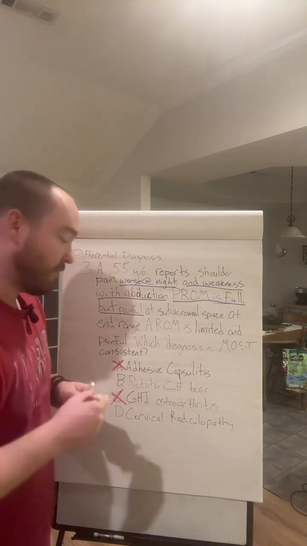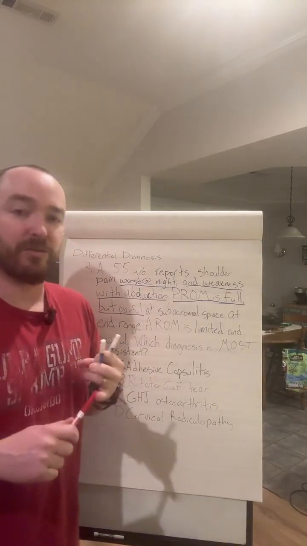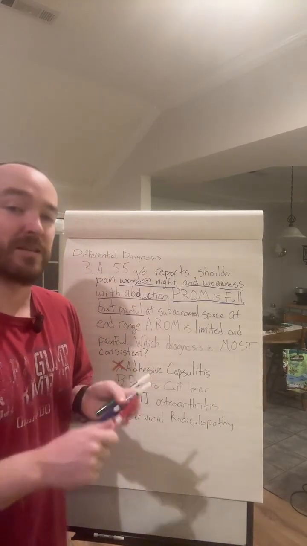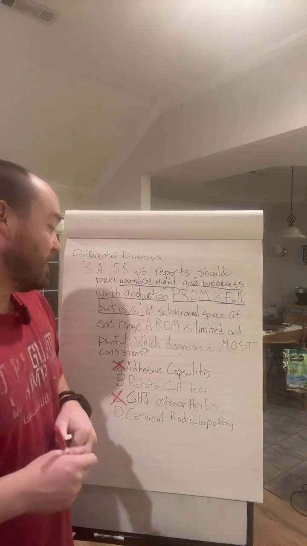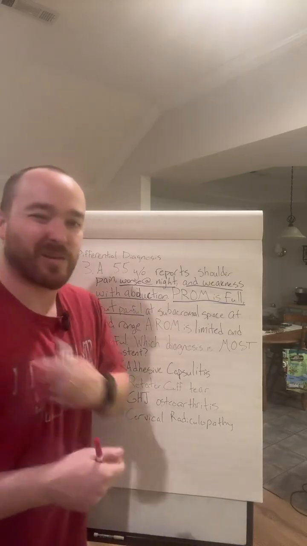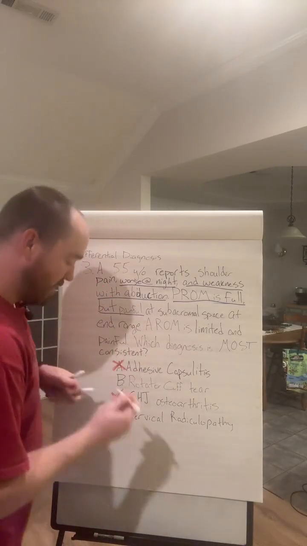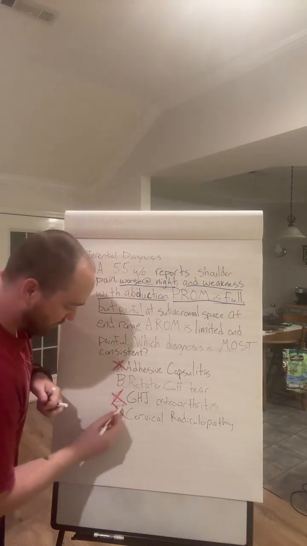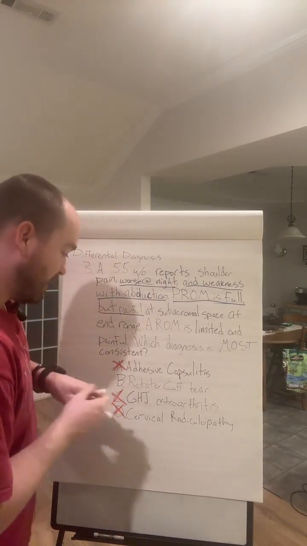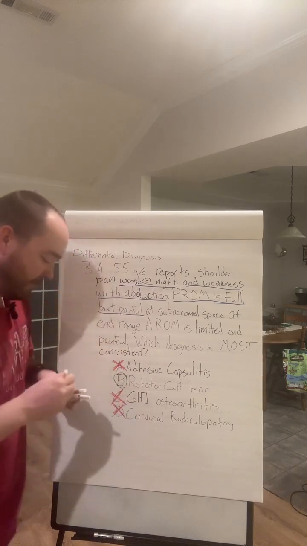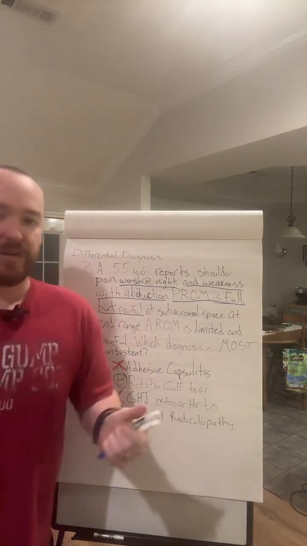And then cervical radiculopathy, I would expect it to talk about radicular type symptoms, numbness and tingling, weakness of the hands, things like that. I wouldn't expect that to be localized to the subacromial space, right? So I'm not thinking cervical radiculopathy. So the answer is rotator cuff. Good job, guys. All right, so that was your differential diagnosis question.